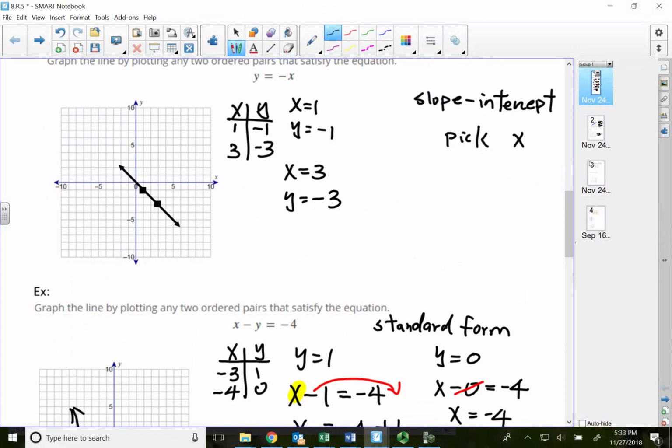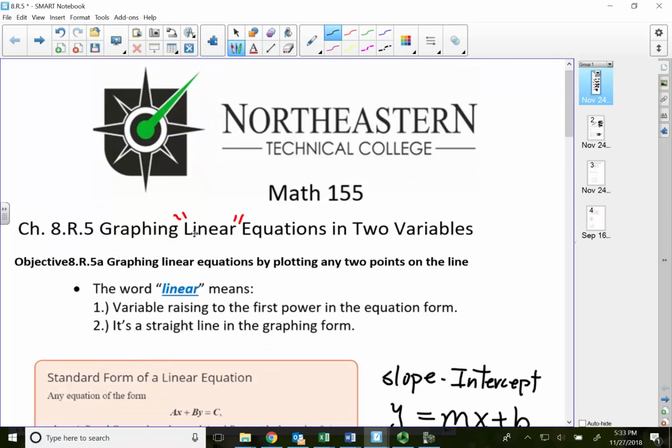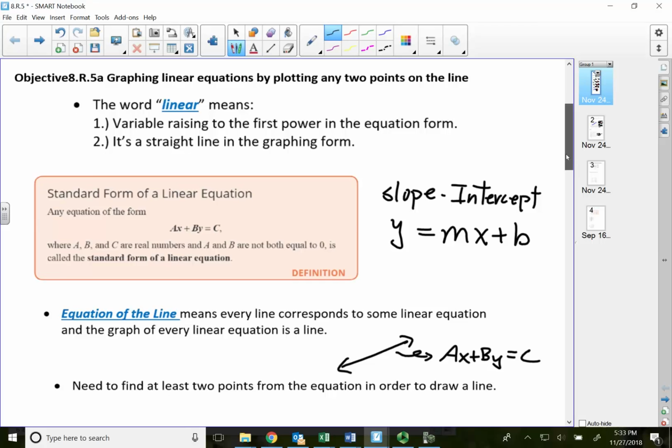All right, because there are actually other types of points we are going to learn how to find in this particular section. All right, I will show you how to do that in another video.